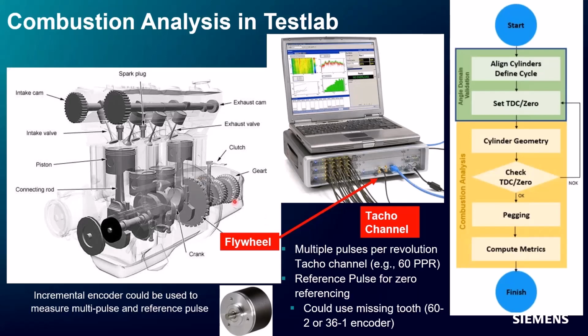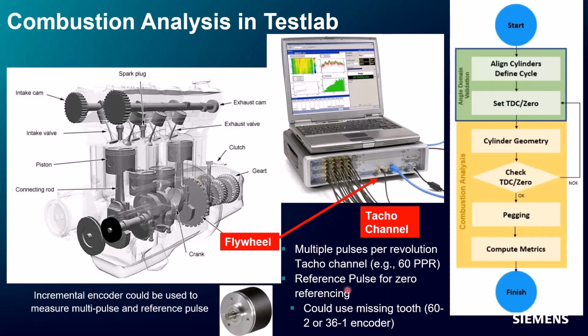Sometimes you will see that on some gear tooth profiles, you will have a missing pulse. You can use that for referencing also. You will see some situations where there are 36 pulses per rev with 1 missing pulse, and that missing pulse can be used for the zero referencing also. So you need the multiple pulses per rev and the 1 pulse per rev for zero referencing.